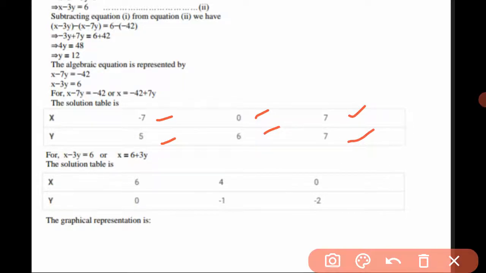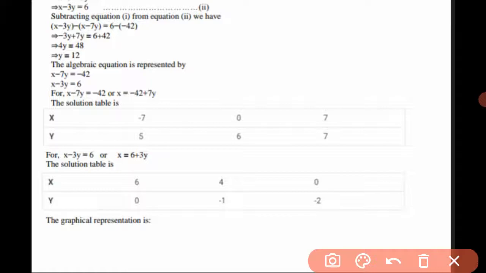From the second equation we can make this table. When x equals 6, y will be 0, when x equals 4, y will be minus 1, and when x equals 0, y will be minus 2. So this is the table which represents the values of x and y.